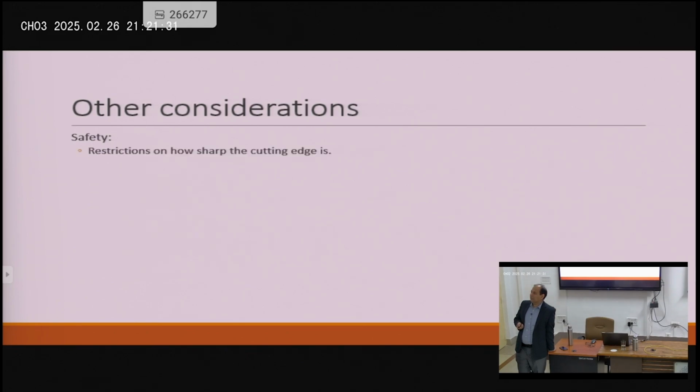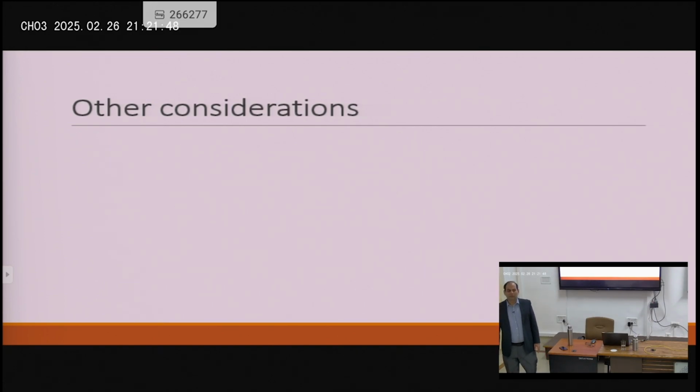So safety, right? We could say restrictions on how sharp the cutting edge is, dimensions of the peeler. What are the different customer requirements? Let's do a poll here. Give me a few customer requirements for a peeler.